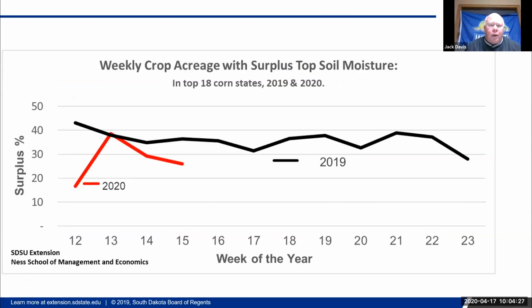Here we're looking at a crop progress report in the top 18 corn states. This chart is looking at the acreage with surplus top moisture, the percentage of acres that have surplus top moisture in those 18 states. The dark line is 2019, and the red is 2020. Those are the weeks going across the bottom. We're just into week 15 of the year. If we keep going, that surplus moisture is moving away across most of these states. So that probably bodes well for corn planting conditions, even though the economics aren't good on corn. The weather conditions and the soil conditions are probably better than they were last year at this point.